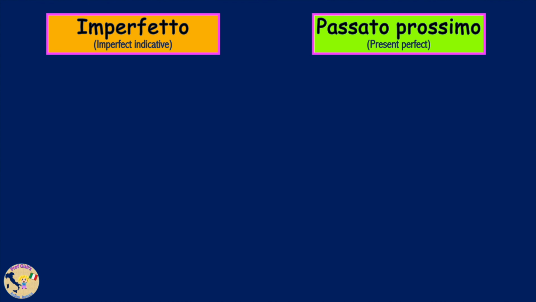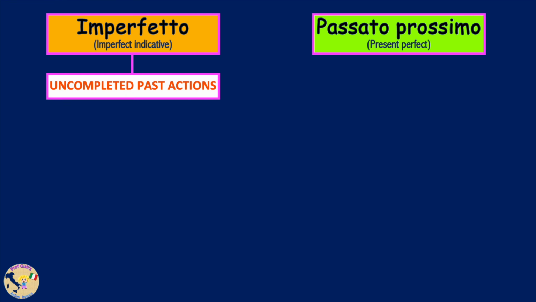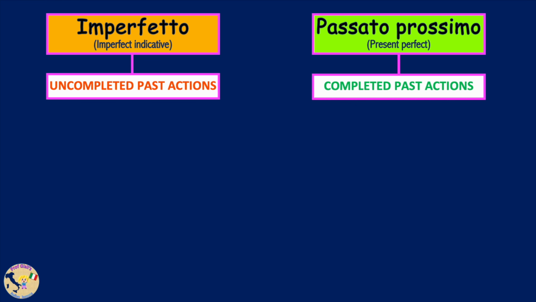The essential difference between the imperfetto and the passato prossimo is that the first tense expresses uncompleted past actions, that is, actions which lasted an indefinite period of time, whereas the second tense expresses completed past actions, that is, events which occurred at precise times and have definite beginnings and endings.